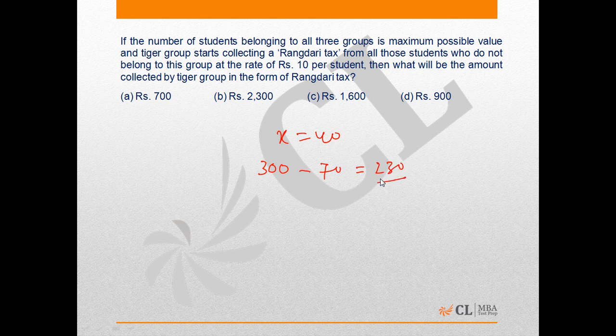and the Rangdari tax is charged at a rate of 10 rupees per student. Then what will be the amount collected by tiger group in the form of Rangdari tax? So simply we need to multiply 230 by 10 in order to get the amount of Rangdari tax. This is 2300. Therefore option B is the correct answer. Here it should be noted that the info given in the form of number of students belonging to all the three groups is maximum is redundant, because it is not required for answering the question.